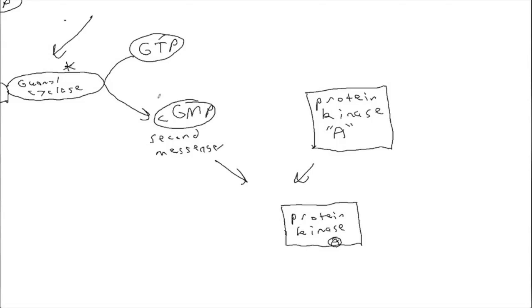Actually, one thing I should say here is the guanyl cyclase is probably going to make many of these cyclic GMPs. It can take a GTP and make it into cyclic GMP. Then it can take another GTP and make it into another cyclic GMP. Then it can take another GTP and make it into another cyclic GMP. So it's amplifying the signal. And then each of those cyclic GMPs, they could attach.